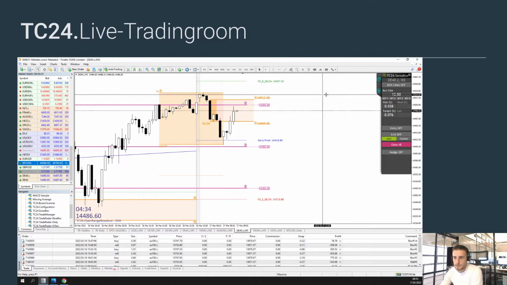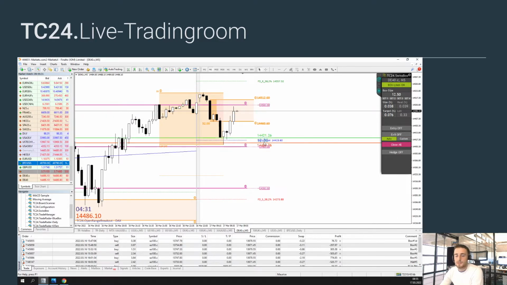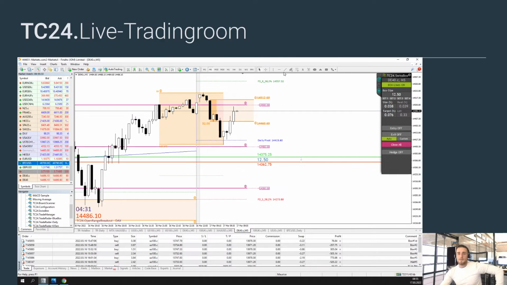What I'm going to do is go to the box and press these box lines on. And once I press those box lines on, we get these two lines appear in the chart. We've got a green line and a red line. These two lines are representing two pending orders. The green one is a buy stop and the red one is a sell stop.